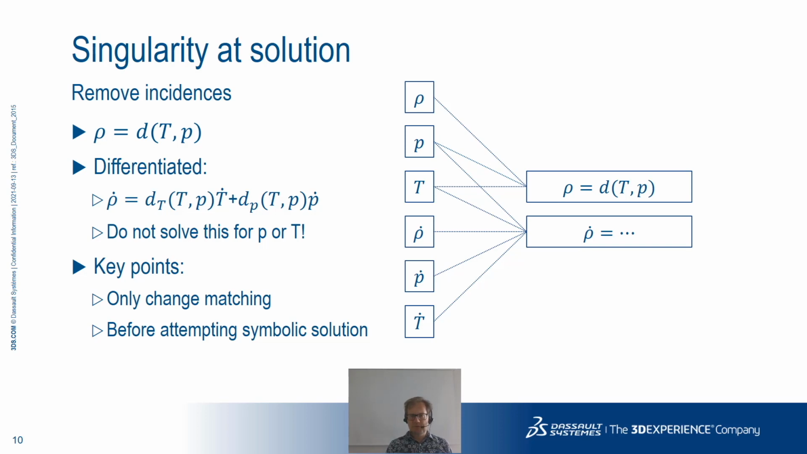And what we do here is that we modify these incidences to remove those two lines, as you see here, and we only change how we match things. We don't change any of the equations. And after this, we do the same: first symbolic solution and then numeric solution if that doesn't work.